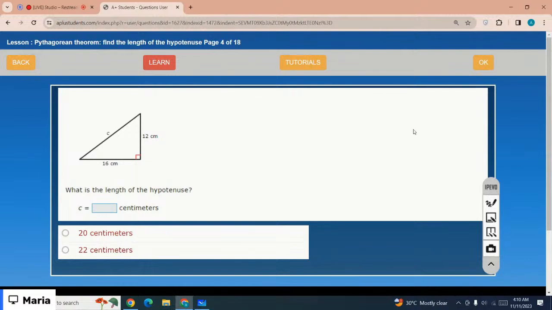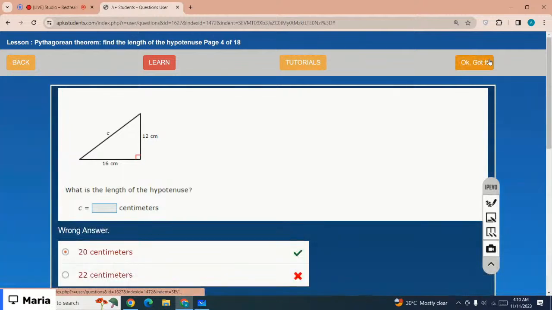So the correct option is 20 centimeters, 22 centimeters, right? Oh, that is 20 centimeters. The correct option is 20 centimeters.